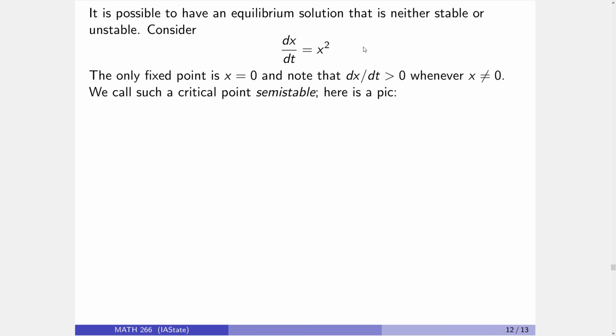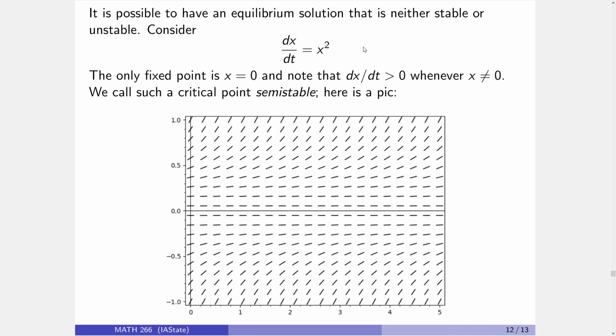We call such a critical point semi-stable, and if we look at the slope field for it, we see that behavior. If we're at 0, there's no rate of change, so we're at the equilibrium. But if we're below it, we'll increase up towards it, and if we're above it, we'll increase away from it. So you're not stable, you're not unstable, you're semi-stable. If you're below, you'll come up to it and settle down. Any solution whose initial value is below 0 will have a limit of 0 as t goes to infinity, but anything above it blows off to infinity.